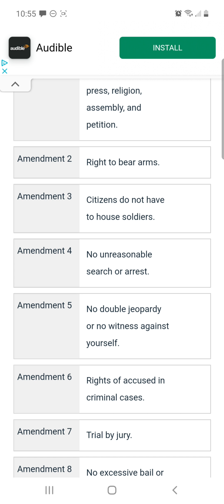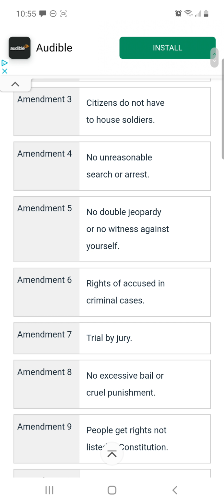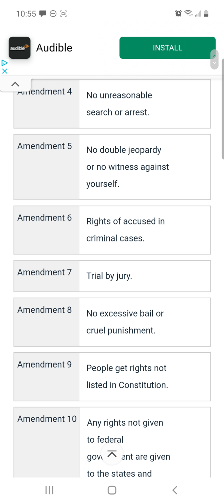Amendment 2, right to bear arms. 3, citizens do not have to house soldiers. So even in times of war, you actually don't have to let the soldiers in and stay at your house, regardless of if they have guns or not. They're not supposed to do that. It's against the law. 4, no unreasonable search or arrest. So whether the cops like it or not, they're actually not supposed to just stop you and search you unless they have probable cause.